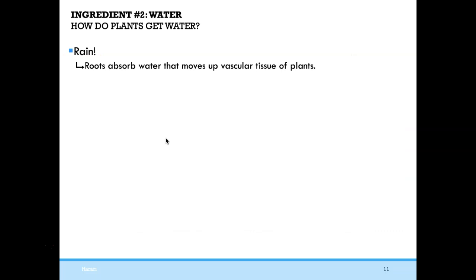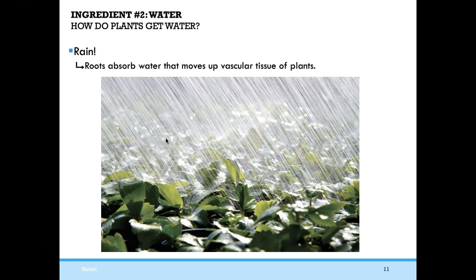So how do plants get water? Rain, right? Rain is the key to how we get hydrated. The roots of plants can absorb water that moves up the vascular tissue of plants. The vascular tissue is almost like blood vessels in a way. The roots absorb water from the ground and deliver it to the tissues of the leaf so they can perform photosynthesis. So we know that rain is the second ingredient.